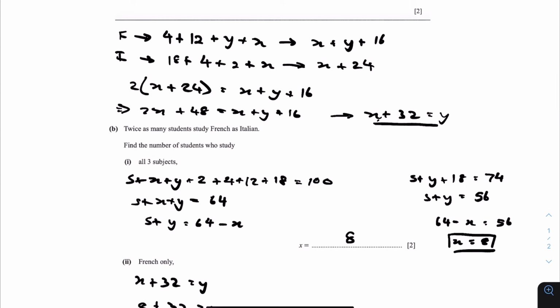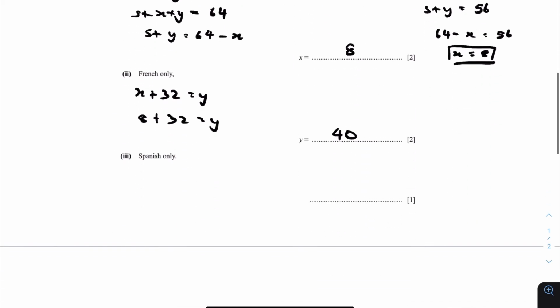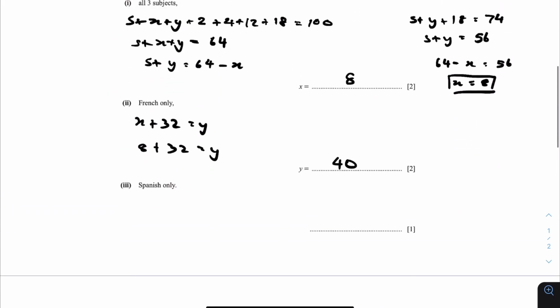So it's just about knowing when the equation is applicable. Sometimes you may have to move around things and just organize your thoughts. And that's what I had to do just now. Now we have to do the number of students who study Spanish only. This is 1 mark, so it should be a lot more straightforward.